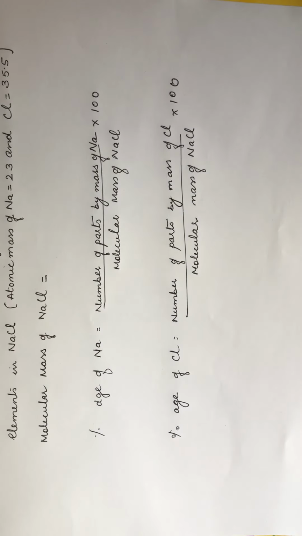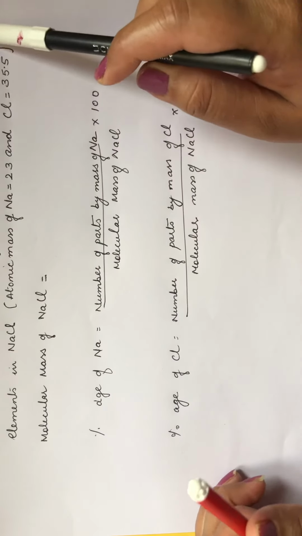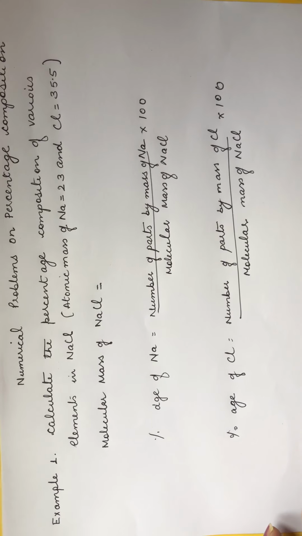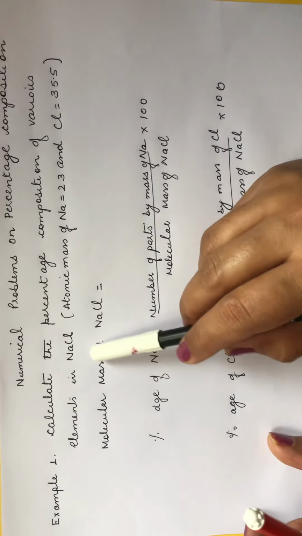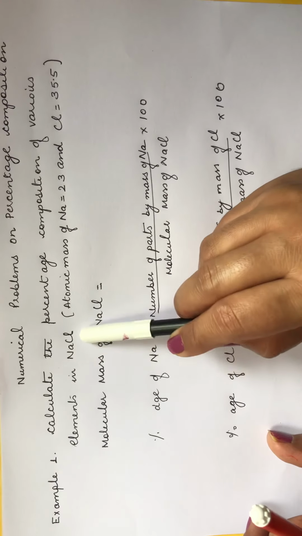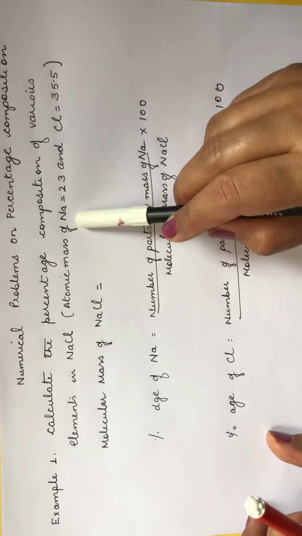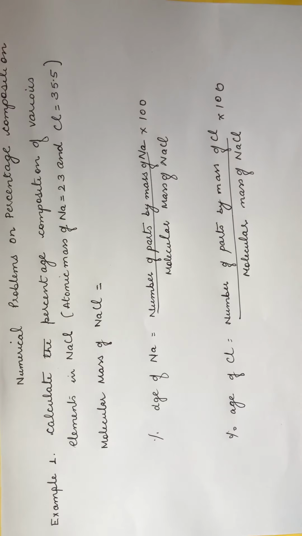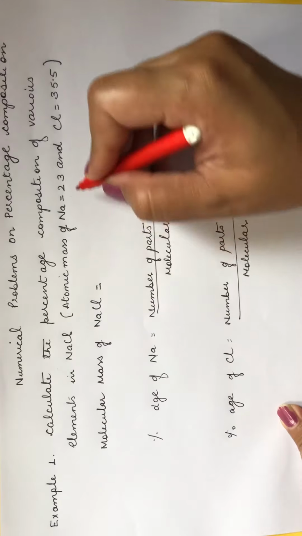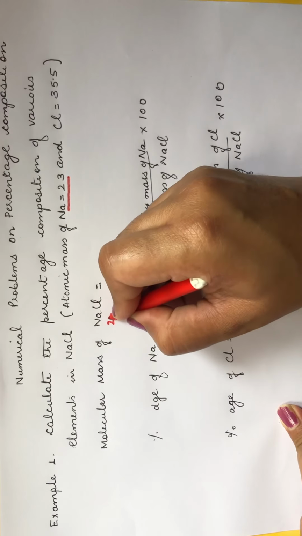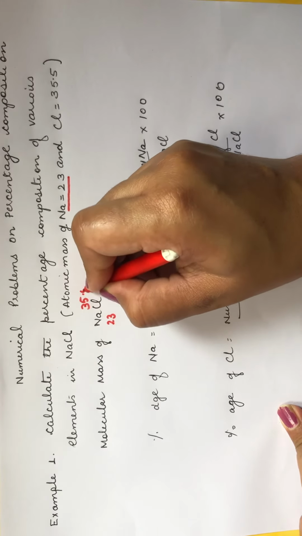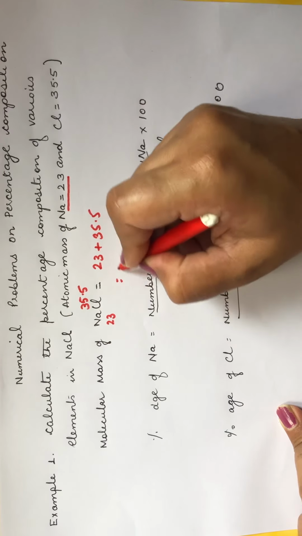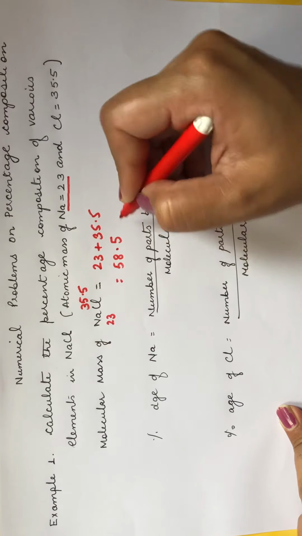For example, a numerical problem on percentage composition. Calculate the percentage composition of various elements in NaCl. So we have to find the percentage of the various elements. The atomic mass of sodium is given as 23, and of chlorine 35.5. So how to find out the molecular mass? First of all, the atomic masses are given, so we have to add up the atomic masses: 23 plus 35.5 is equal to 58.5 AMU.